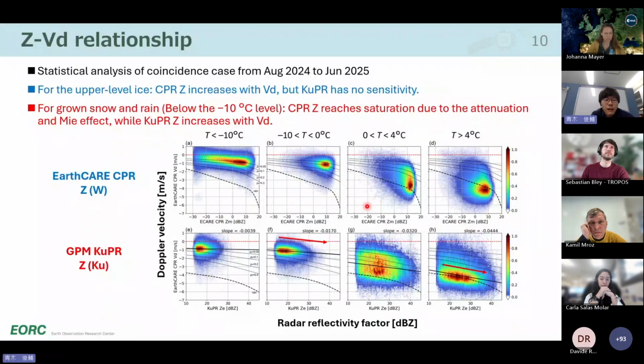But when we focus on the grown snow or rain, CPR reflectivity reaches saturation due to attenuation or Mie effect. So Ku band measurement.